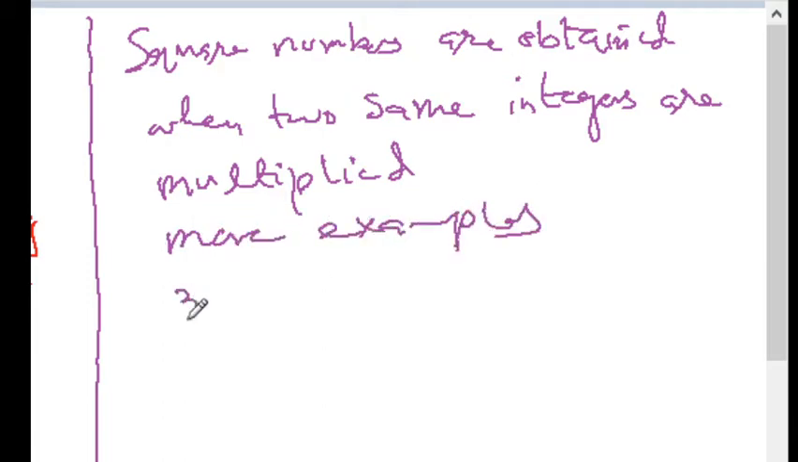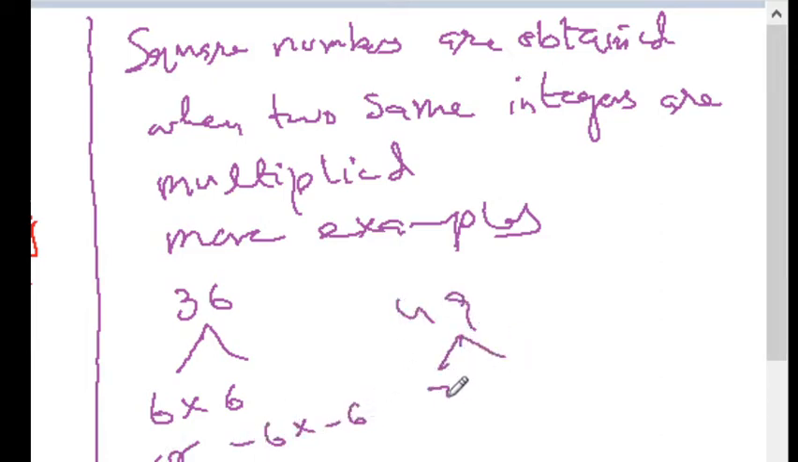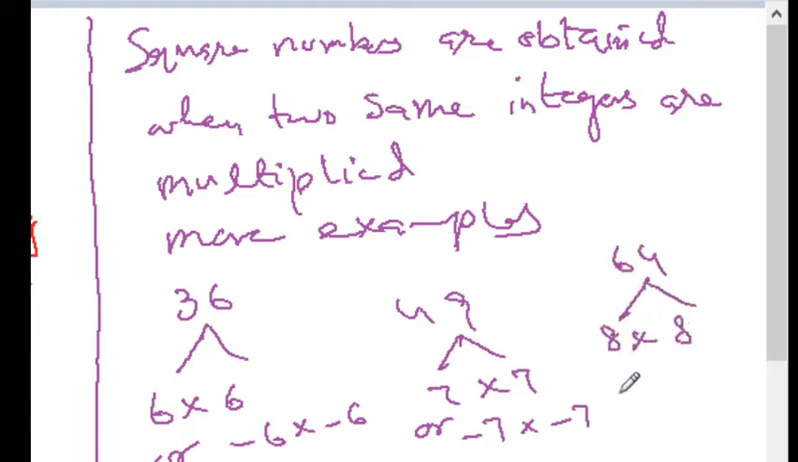More examples are 36. See here, 6 into 6 or -6 into -6. 49: 7 into 7 or -7 into -7. Similarly, 64: 8 into 8 or -8 into -8. So you either multiply the negative same integers, or you multiply the positive same integers, you get a square number. Okay, that's about the square numbers.